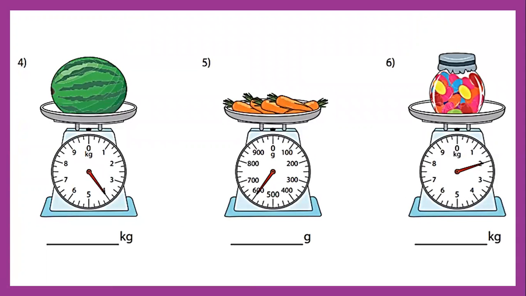Now look at the watermelon, carrots and sweets. So here we have kilograms. The watermelon is 4 kilograms. The carrots are 600 grams and the sweets are 2 kilograms. So keep in mind when the items or objects are heavy we use kilograms, and when the objects and items are light you have to use grams.